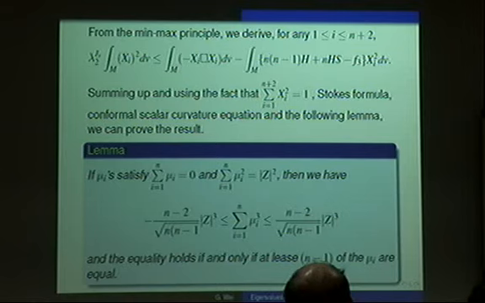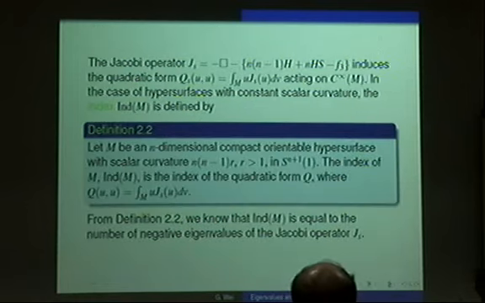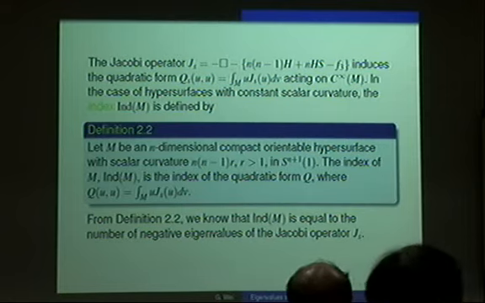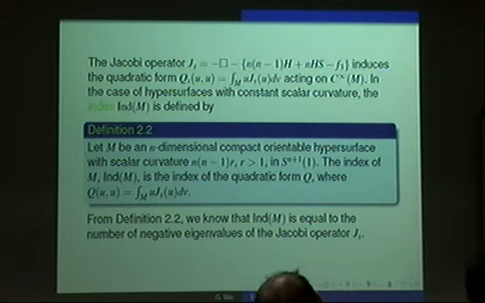Now I'll give the last part of my talk. Sorry, before I continue to introduce the final part of my talk, I'll introduce some definitions of the index.